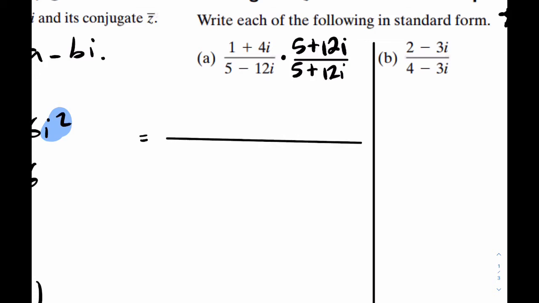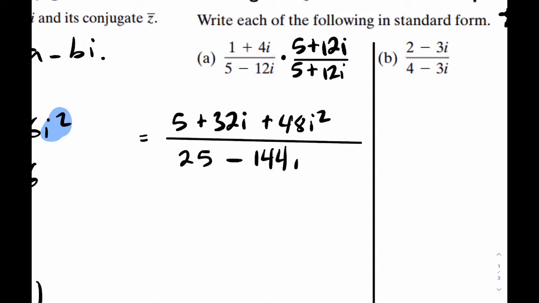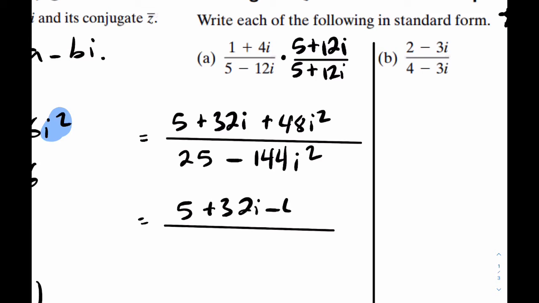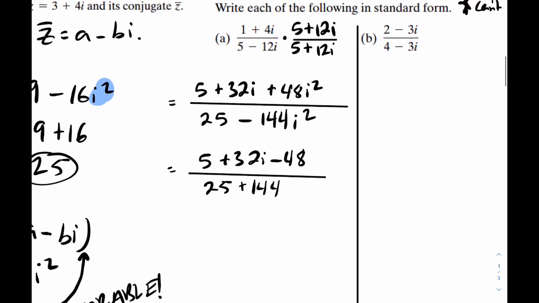That means the numerator is going to become 5 plus 32i plus 48i squared. And your denominator should be 25 minus 144i squared. Now, if you're getting good at this, you can go straight to this second step. If you're doing the i squared in your head, that's simply 5 plus 32i minus 48 over 25 plus 144. Now let's put it together. That's negative 43 plus 32i all over 169.